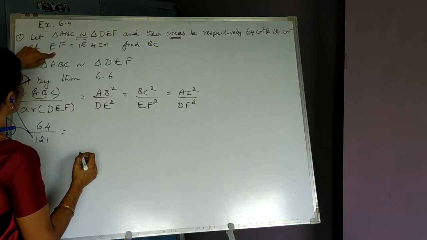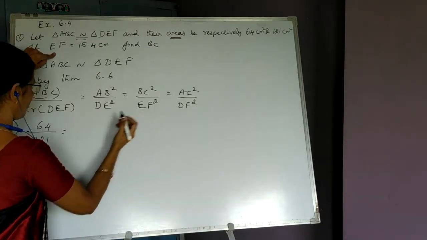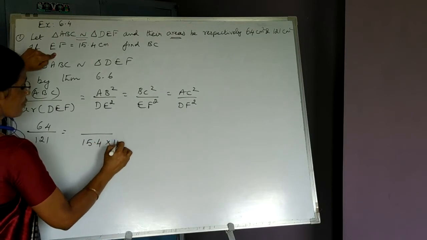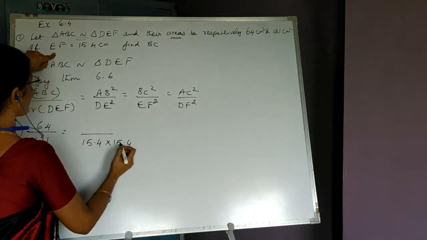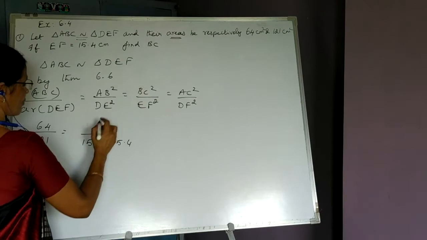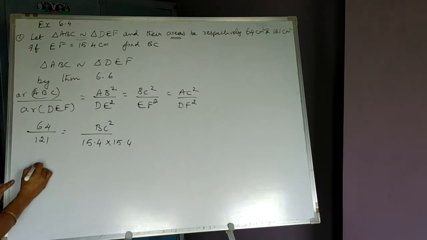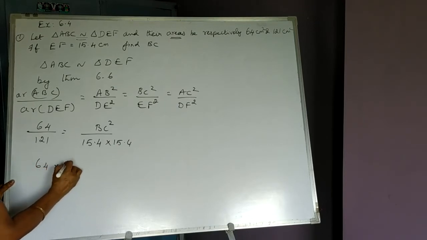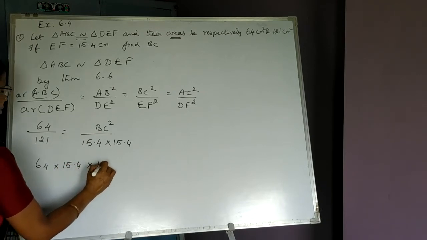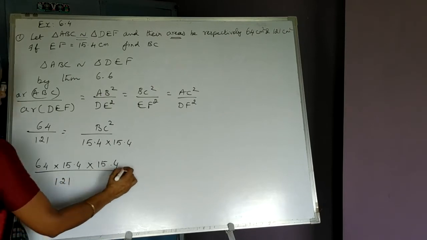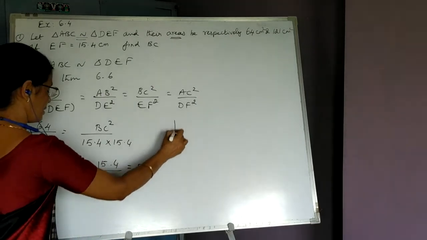EF is 15.4, so EF square is 15.4 into 15.4 because it is a square. I have written it twice. The question is to find out what? Find out BC. Therefore, it is 64 into 15.4 into 15.4 upon 121 is equal to BC square.